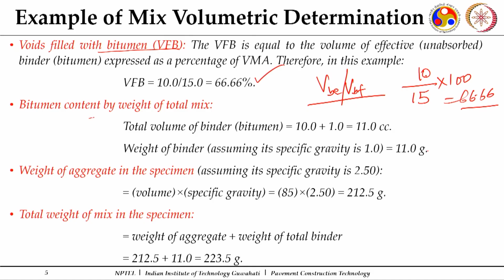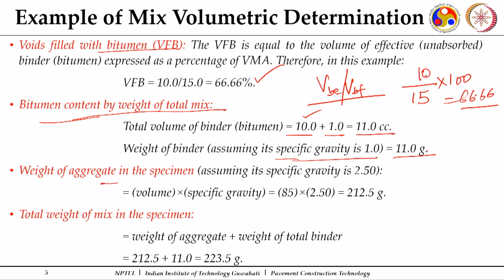Now, here it comes to bitumen content by weight of total mix. I have to figure it out. For that, how much is the total binder? 1 cc is absorbed in the aggregate, 10 is free. So, total volume is 11 cc, and considering a specific gravity of 1, I am taking the weight of binder as 11. So, my total weight of binder will be 10 plus 1, considering specific gravity 1.